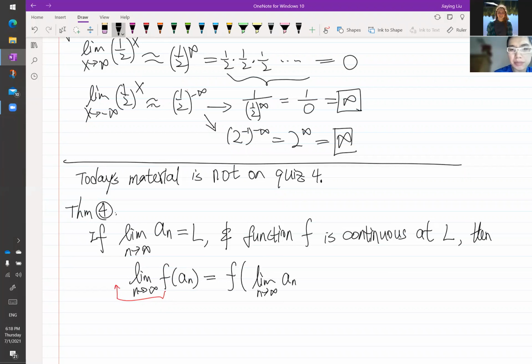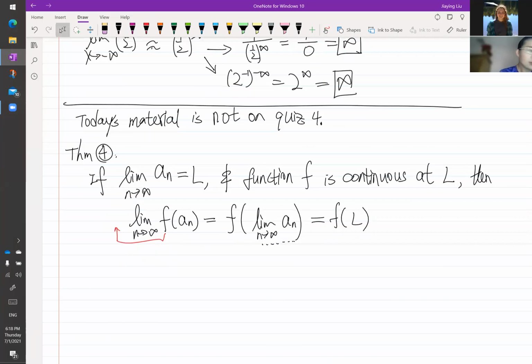And I'll give you one example to show how that works. The result is equal to f of L, because the limit of an as n goes to infinity has a limit L. If we use the substitution there, we get f of L. So that's what this theorem says. An example would be, if we want to find the limit as n goes to infinity of sine pi over n.